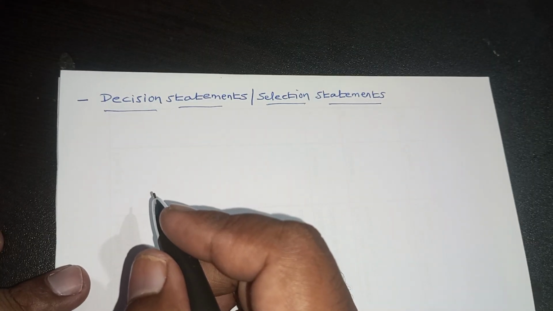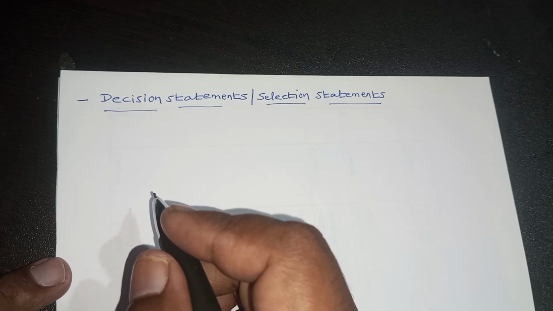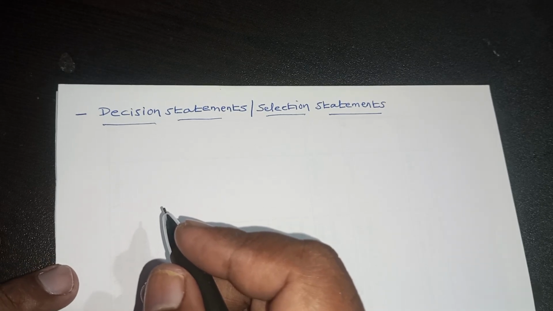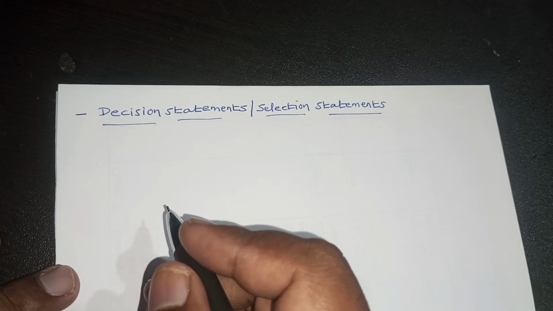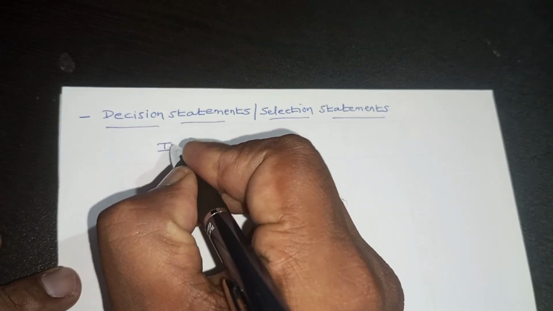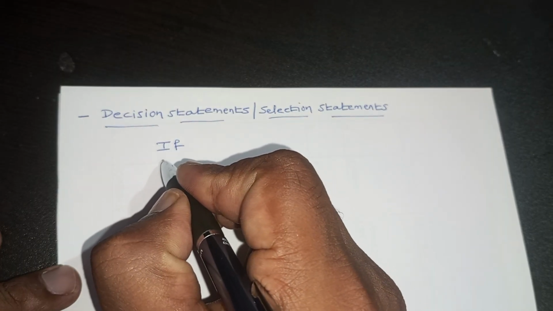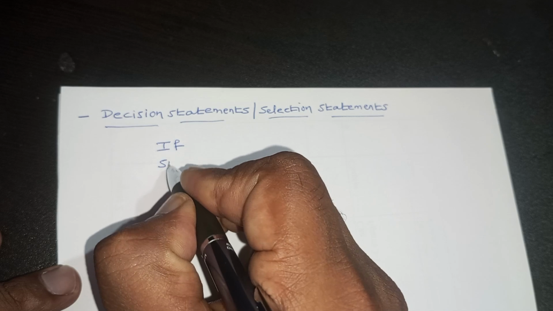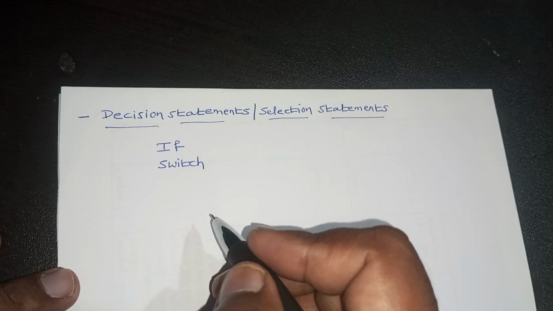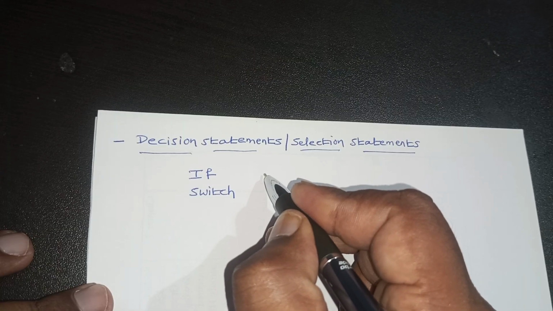Okay, in this class, we are going to discuss the next topic in the C programming language, that is selection statements or decision statements. In the C programming language, we mainly have two types of selection statements. One is if, and the second one is the switch. Under the if, we have four types.